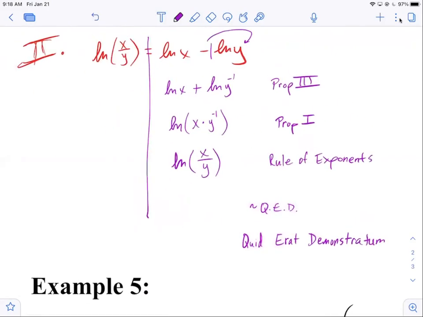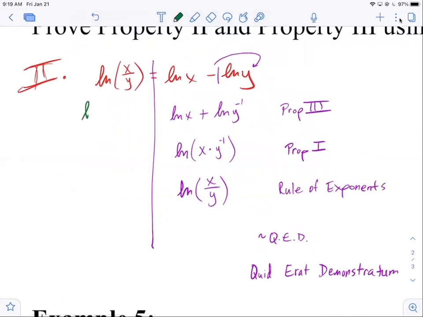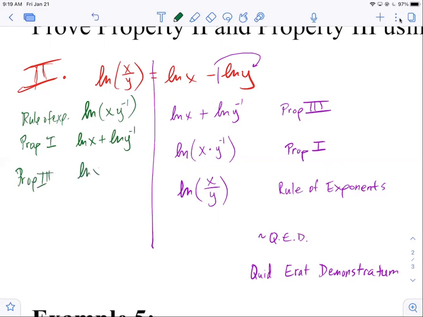So that's starting on the right-hand side. Now, you could have started on the left-hand side. Let me show you what it would look like. You would say the natural log of x divided by y is the natural log of x times y to the negative first. And that would be the rule of exponents. And then I could use property 1 and say that's the natural log of x plus the natural log of y to the negative first. It's property 1. And then I can use property 3 to bring the negative out front. And now it's done.